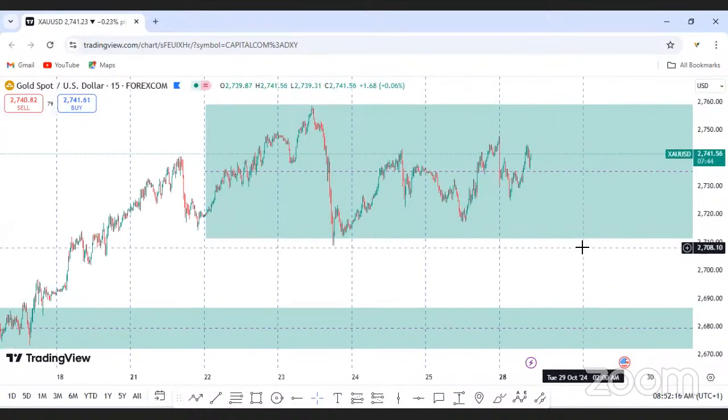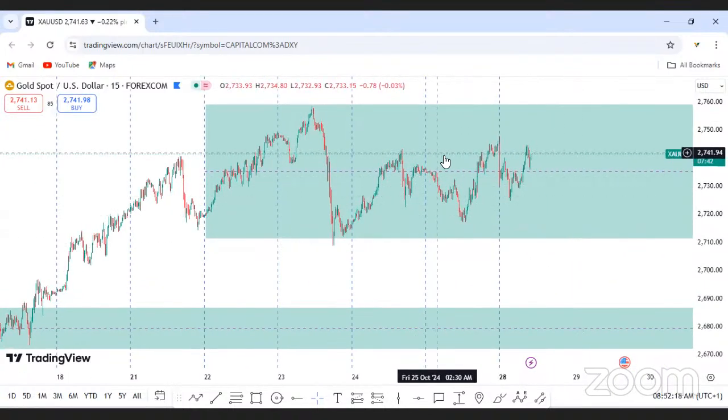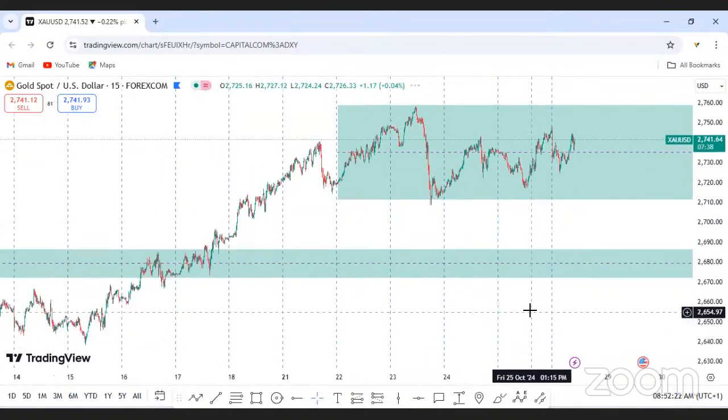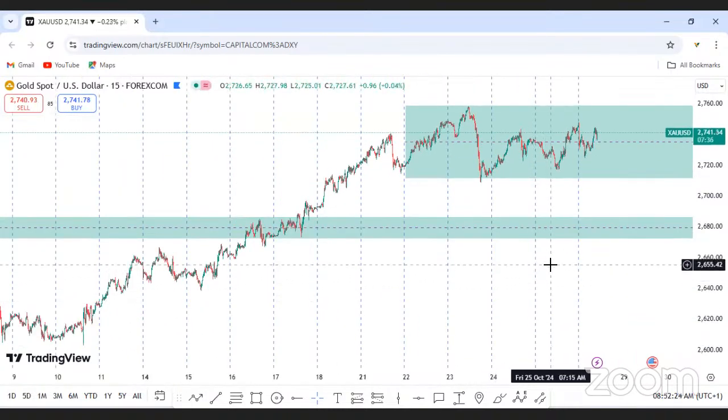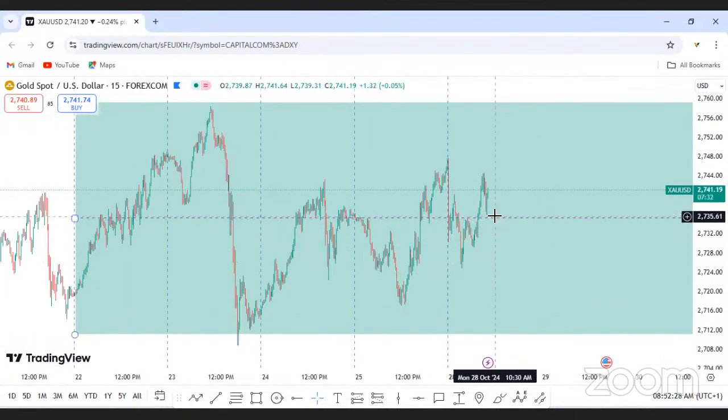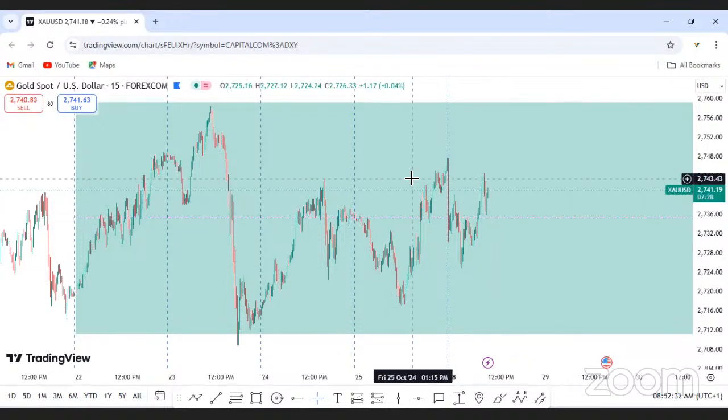So for gold right now, we're expecting to see it drop to 2,680 before it starts buying, or at least 2,650 before it starts buying again. But currently, with what we're seeing on gold right now, it's consolidating. So I just want to stay away and watch until it has shown us clear price action.